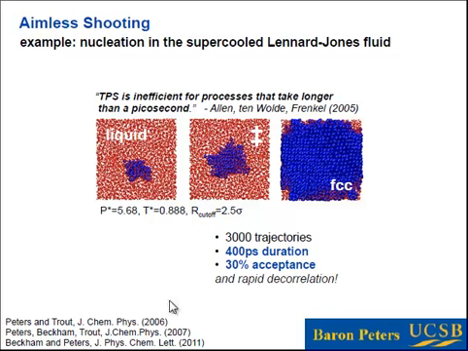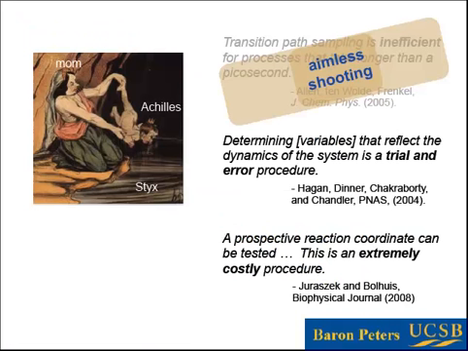And in 2006, we developed this method that later Beckham and I used to show that this method actually can sample trajectories that are very long with really no problems. It handles, in this case, 400 picosecond duration transition paths while still getting 30% acceptance. And these trajectories decorrelate from each other quite rapidly. Successive trajectories really look nothing like the one before it, and so that's quite an advantage over some other approaches. So aimless shooting, I think, really fixes this efficiency problem in transition path sampling.